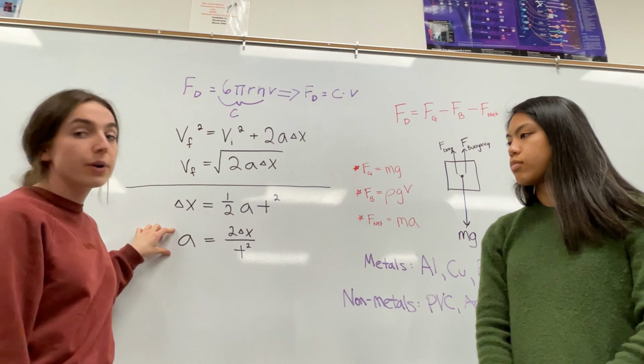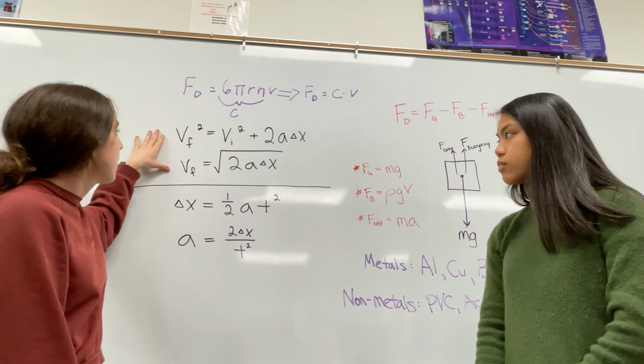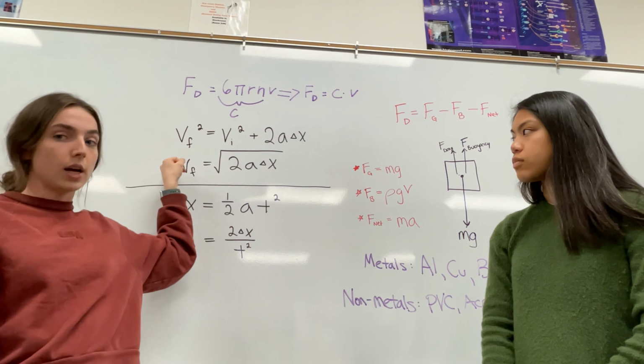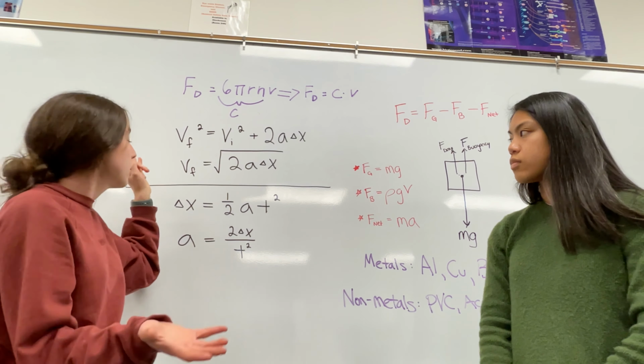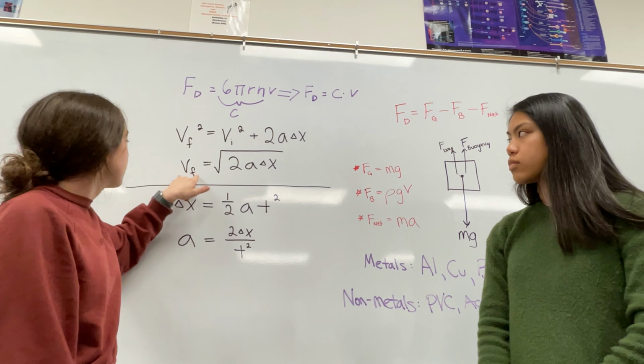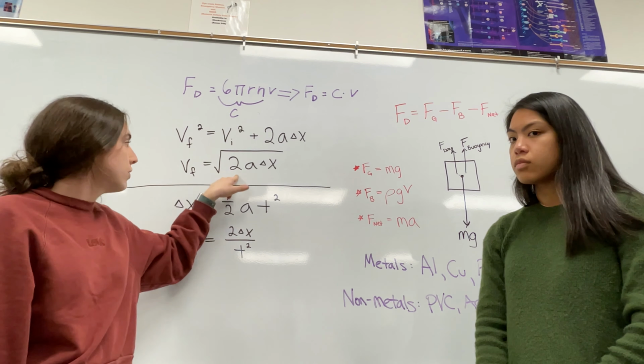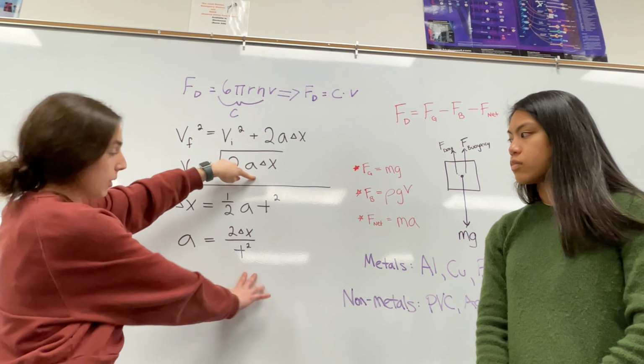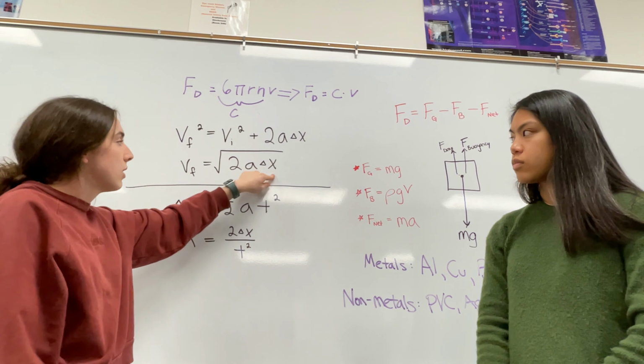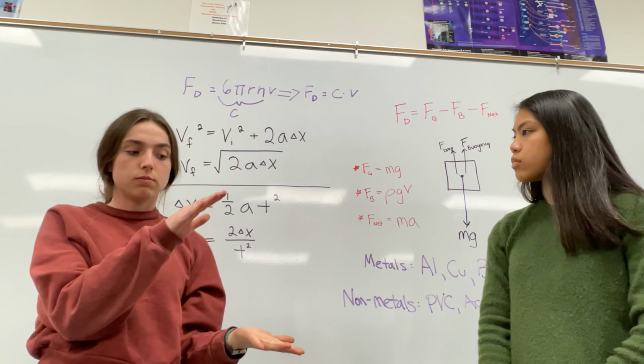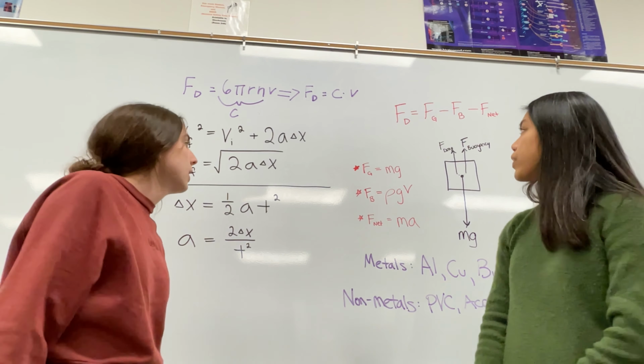And once we had that, we were able to plug it into another motion equation to solve for our final velocity, which is what we were trying to calculate. So we had final velocity equals the square root of 2 times acceleration from our previous equation times the delta t, which we measured on the cylinder.